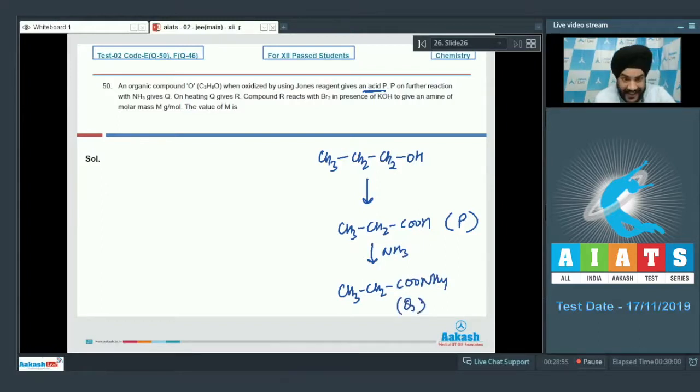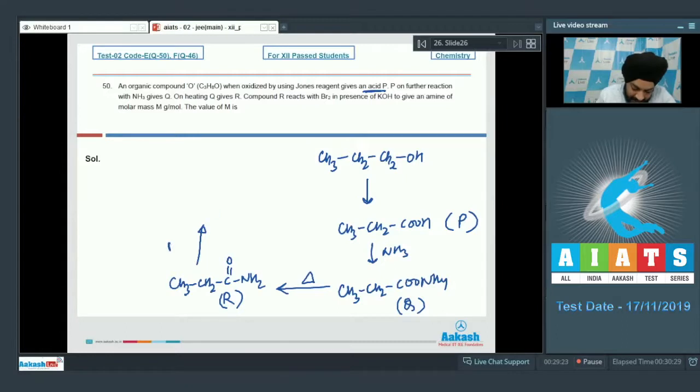It is further mentioned to us that on heating Q gives R. So when this salt is heated, it gives us an amide. So we're going to have CH3CH2CONH2, which is propanamide. So this is R, students. It is further mentioned to us that R reacts with Br2 in presence of KOH to give an amine. So when this amide reacts with Br2 and KOH, it undergoes Hofmann degradation to give us CH3CH2NH2. Okay. So this is the final amine which is formed, students.